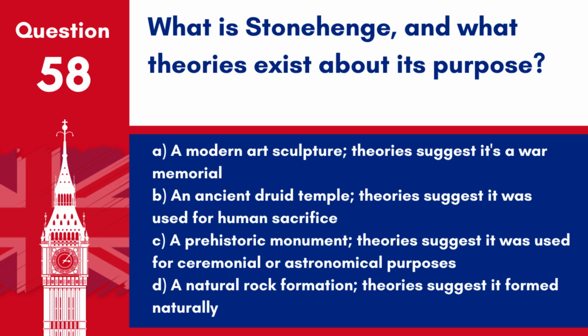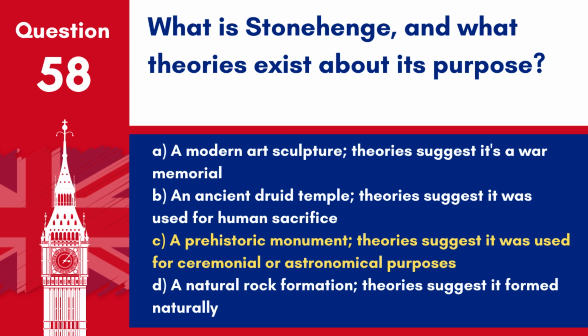Question 58. What is Stonehenge, and what theories exist about its purpose? A. A modern art sculpture. Theories suggest it's a war memorial. B. An ancient Druid temple. Theories suggest it was used for human sacrifice. C. A prehistoric monument. Theories suggest it was used for ceremonial or astronomical purposes. D. A natural rock formation. Theories suggest it formed naturally.